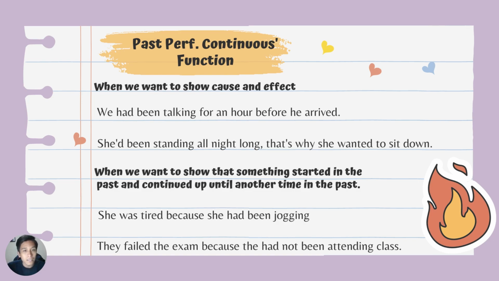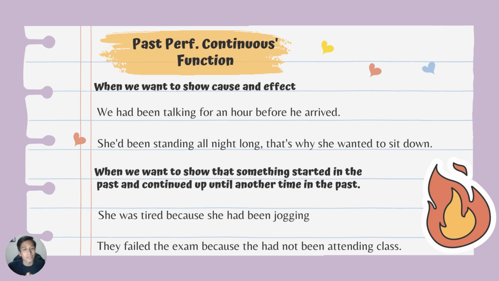But let's see that we use the past perfect continuous when we want to show cause and effect, and when we want to show that something started in the past and continued up until another time in the past. These two functions are kind of related, at least for me. For example, we had been talking for an hour before he arrived. She'd been standing all night long. That is why she wanted to sit down.